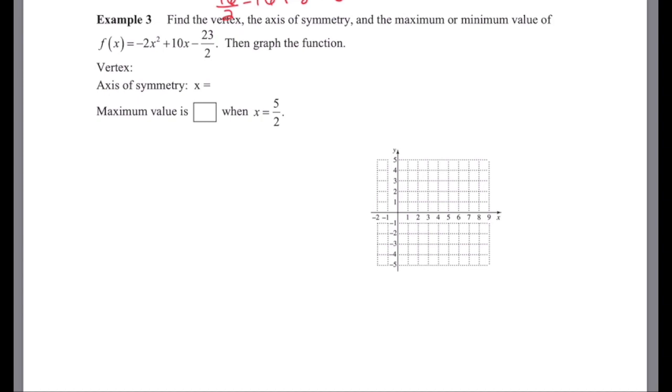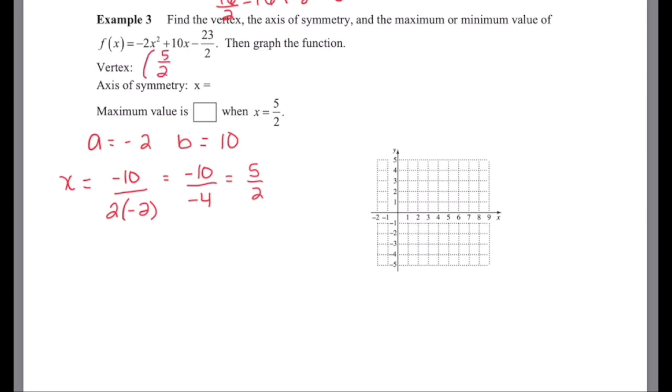Here we have negative 2x squared plus 10x minus 23 halves. Let's find the vertex. So our a value is negative 2. Our b value is 10. So x is opposite of b, so negative 10 over 2 times our a value. This gives us negative 10 over negative 4, which simplifies to 5 halves. So we know that 5 halves is the x value.